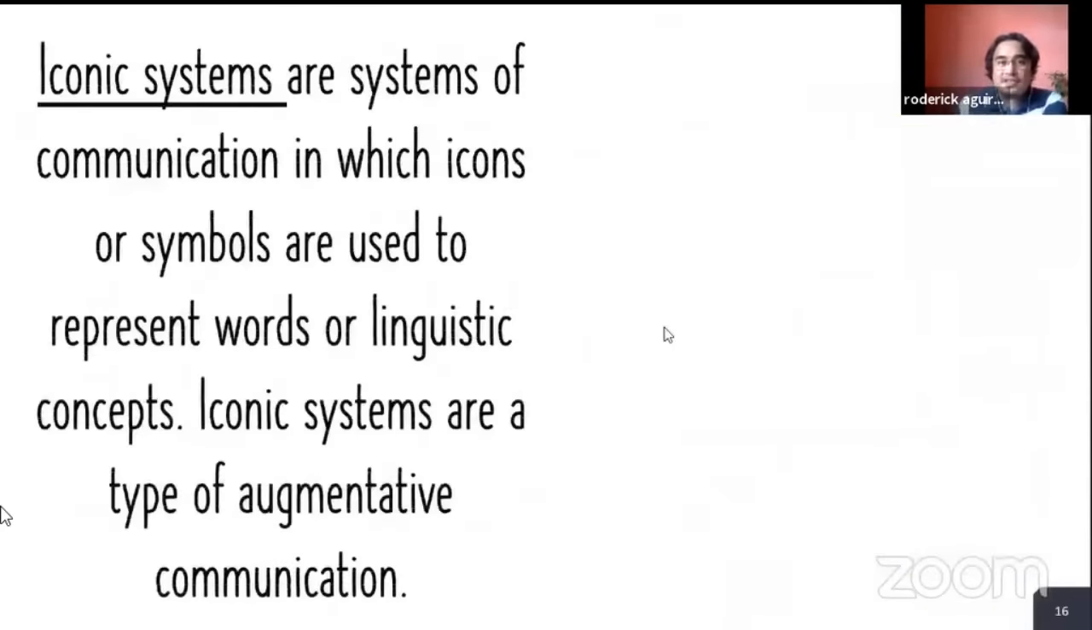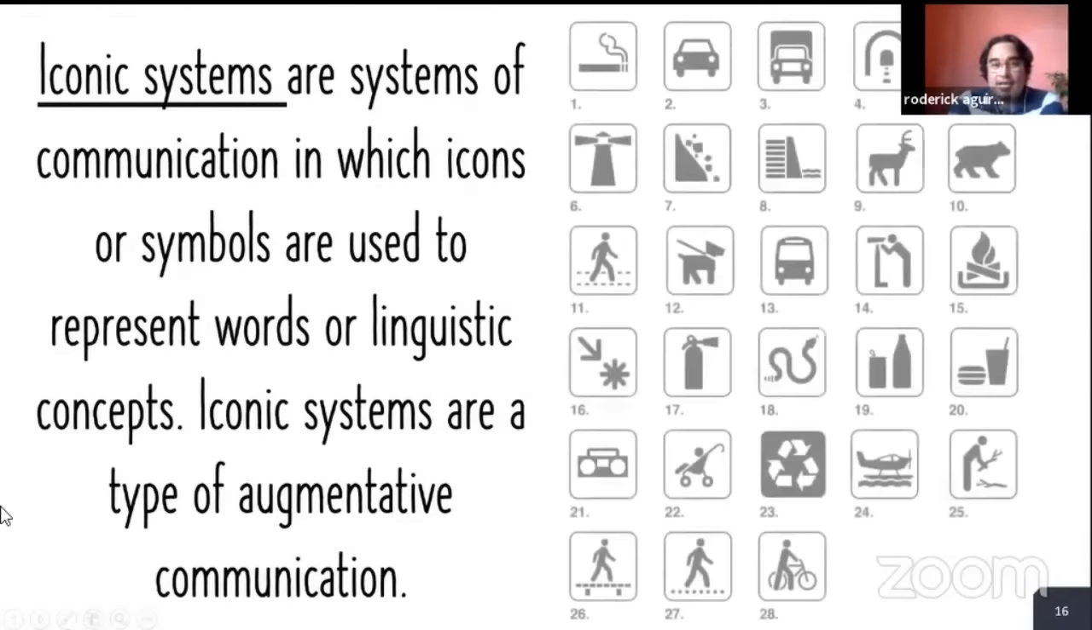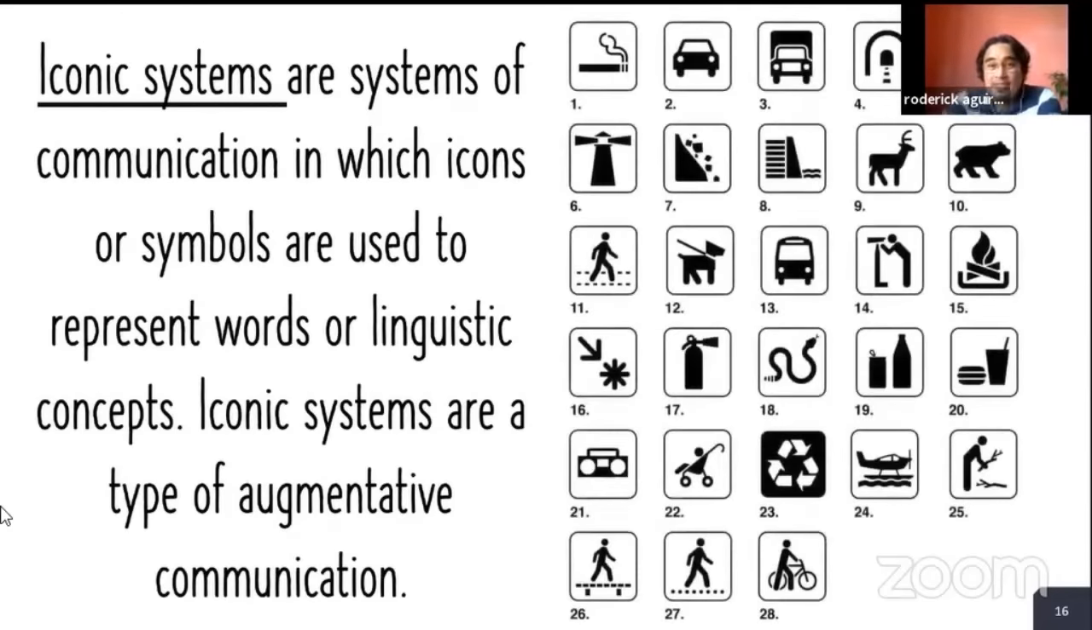Also, iconic systems are systems of communication in which icons or symbols are used to represent words or linguistic concepts. Iconic systems are a type of augmentative communication, meaning supplementary. So, these are some common icons being used in our society, but because they are not taught and not followed, people don't know them well. A good example is the many drivers who should know lots of traffic signs and symbols but don't follow them. Why?